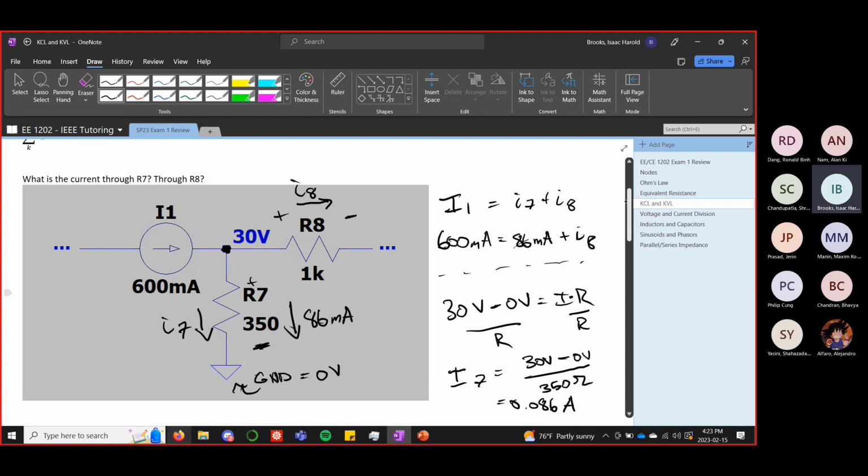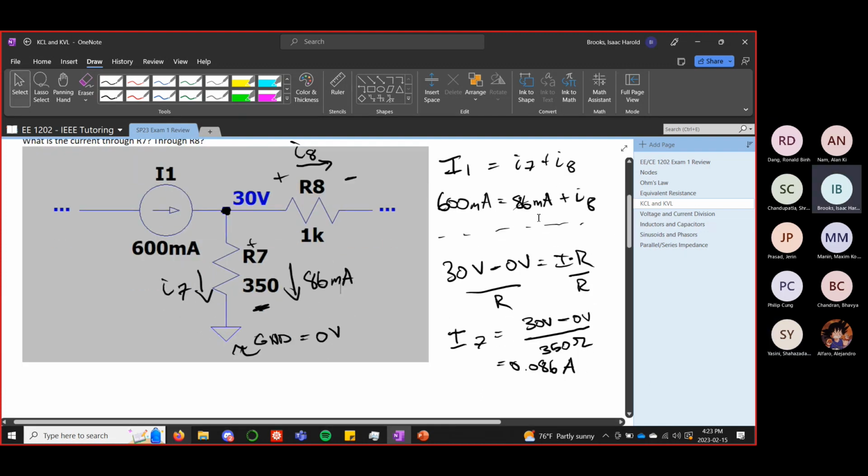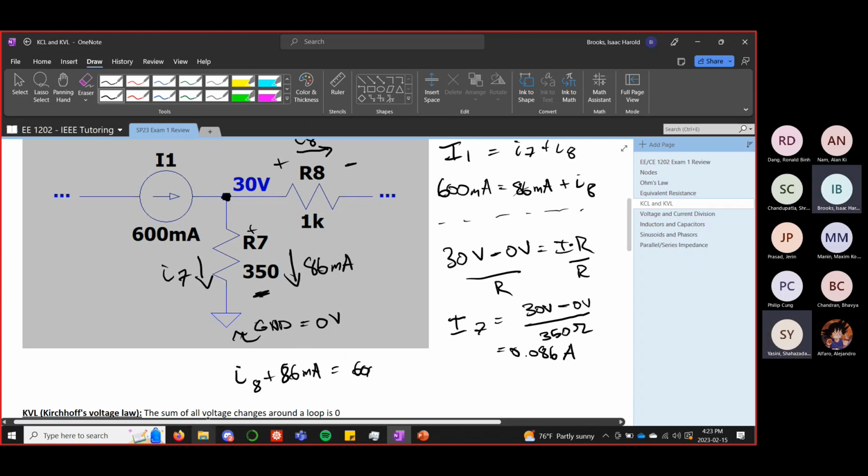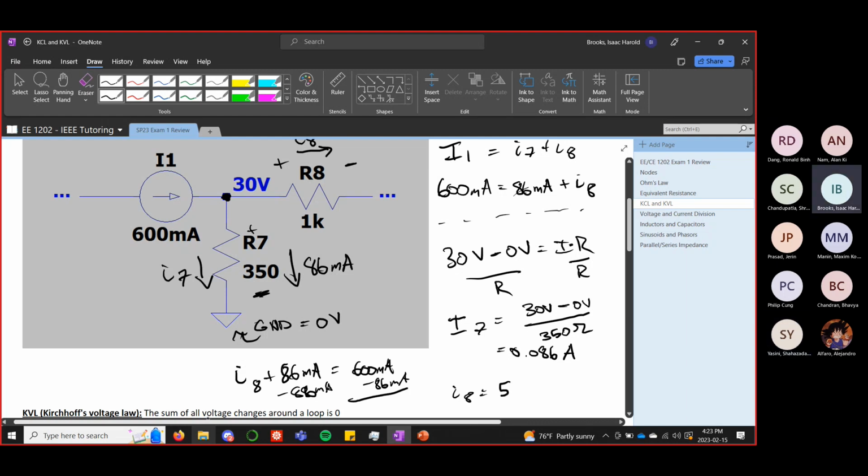So that leaves the remaining, whatever that is, I8 plus 86 milliamps equals 600 milliamps. We subtract the 86 from both sides, and we get that I8 equals 514. I think they did that math right. So I8 is 514 milliamps. So in that way, we solved both of those using KCL.